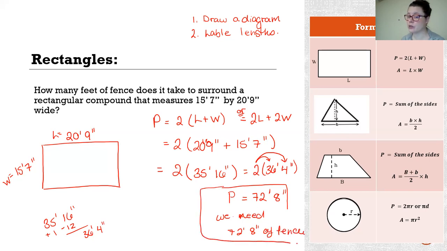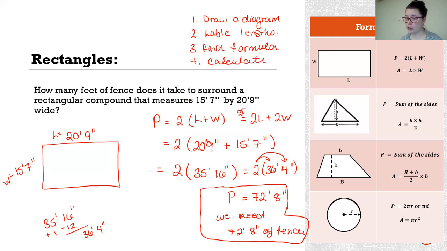So fence goes around the outside. So that's how we know that's a perimeter question. So label the lengths and then find the formula. And then 4, calculate.